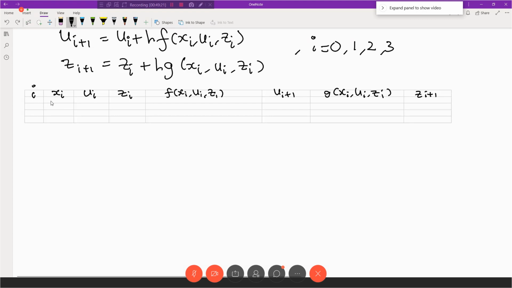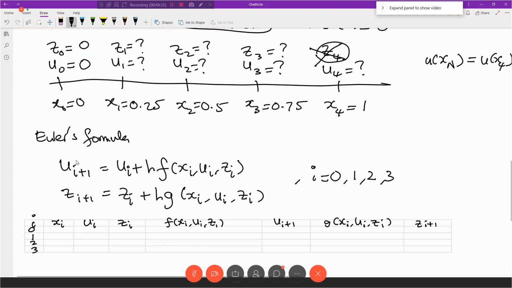Alright, so now you start i. Okay, so we know that i is 0, 1, 2, 3. So you put 0 here, 1. And then look at your x0, x1, x2, x3, because this is xi. When i is 0, x0 should be 0. So x1 should be 0.25, x2 should be 0.5, x3 should be 0.75.